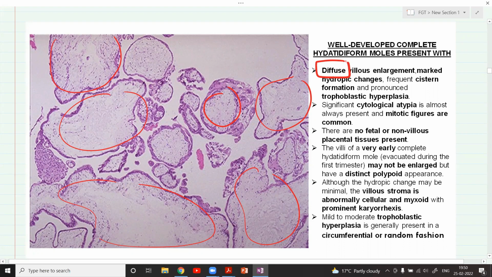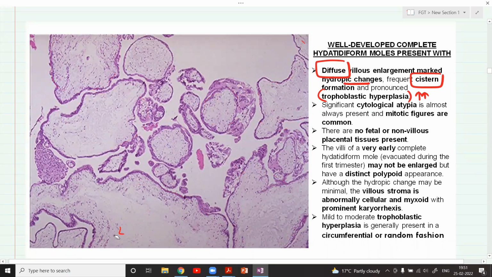All the villus should show a diffuse enlargement, marked hydropic change, and frequent cistern formation, as we can see over here. And there is a pronounced trophoblastic hyperplasia. Now I told you that all molar pregnancies will show abnormal trophoblastic hyperplasia, but the amount of hyperplasia over here is very high. Now you must be thinking, sir, where is the trophoblastic hyperplasia? Sir, I cannot see. So outside this cistern, I will just highlight the trophoblast over here.